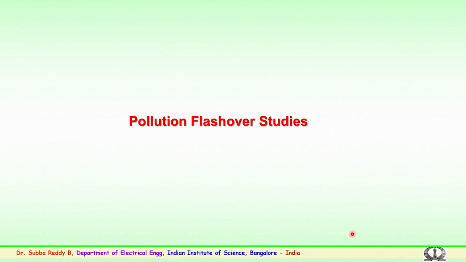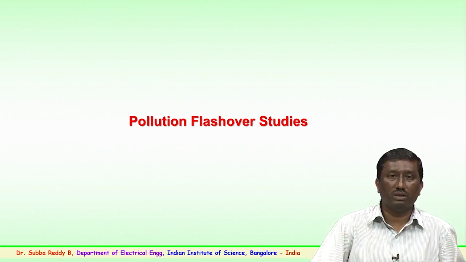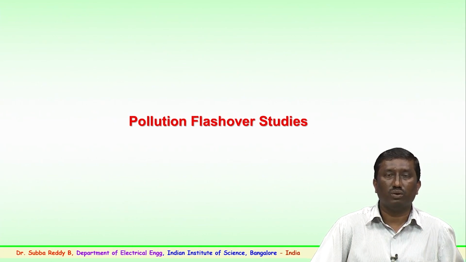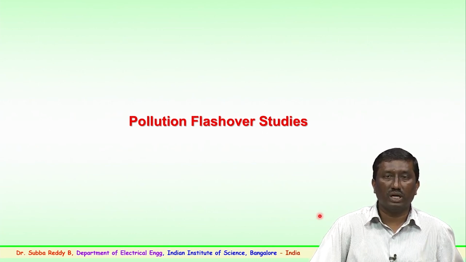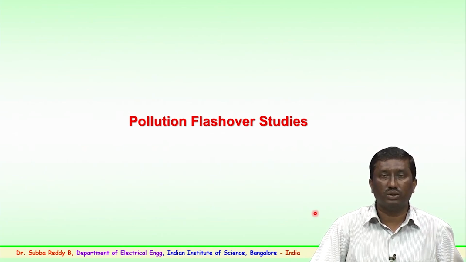So, as I was mentioning, as the voltage levels go up from extra high voltage to ultra high voltage, pollution or contamination flashover is very important, particularly when considering the design aspects of the insulation. So, pollution or contamination flashover studies have to be carefully carried out before the insulators are erected in the field, or while the string is being erected on the tower in field conditions.